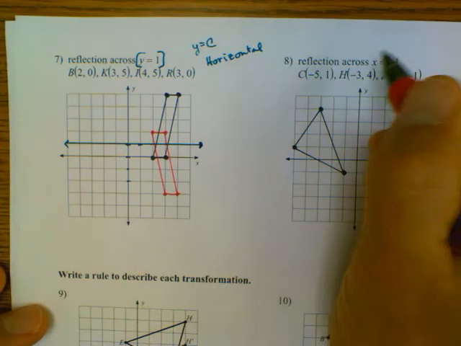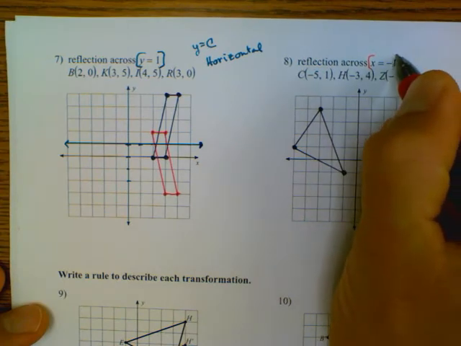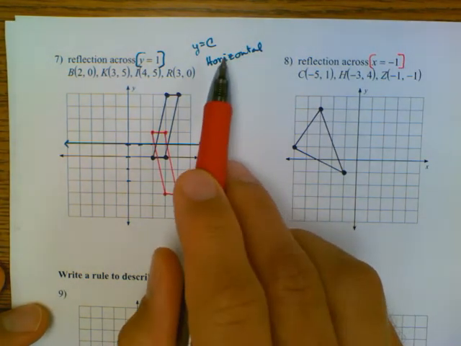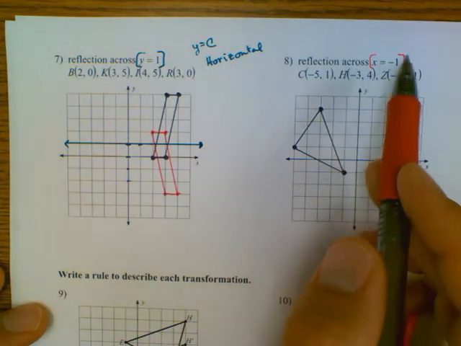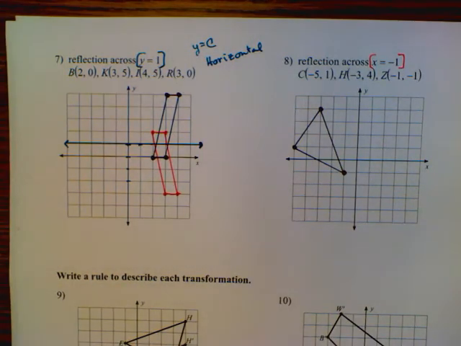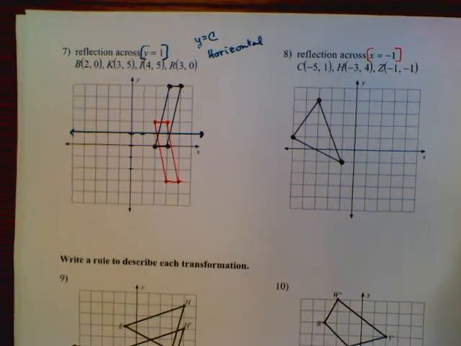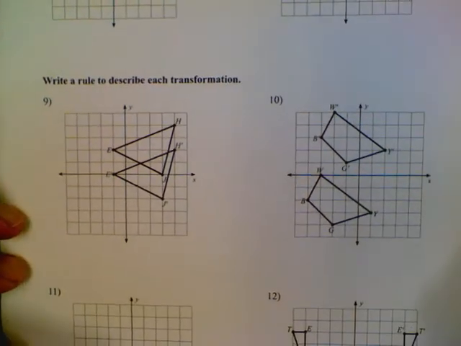On the next one, it says there's a reflection on x equals -1, and hopefully you can see that it's x equals a constant, so it's not y equals a constant, so that line's probably going to be a vertical line then, okay? An up and down line.